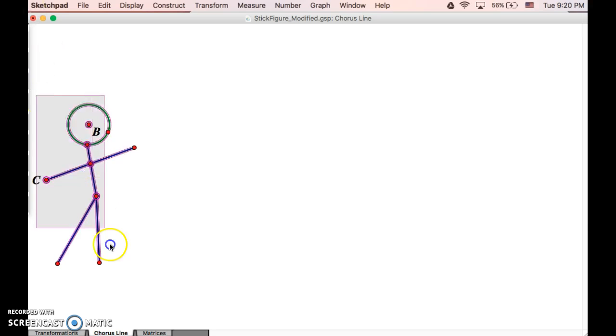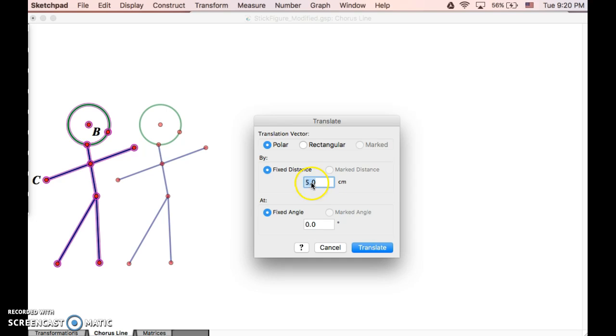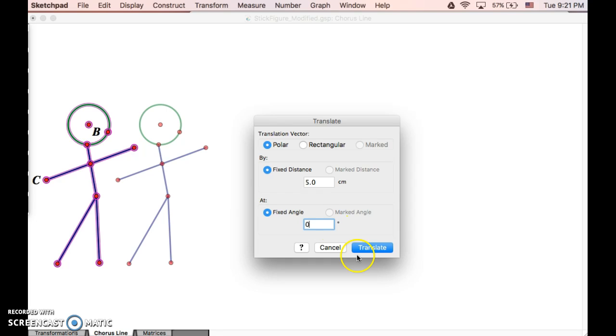Highlight the entire stick figure, and let's transform it by translating it. It will ask you how far you want it from the pre-image and at what angle you want it. This one came out as 0. That means they are lined up horizontally. Let's try changing it just to see what happens. A dancer would be on top of another, but we wanted to put them beside each other.